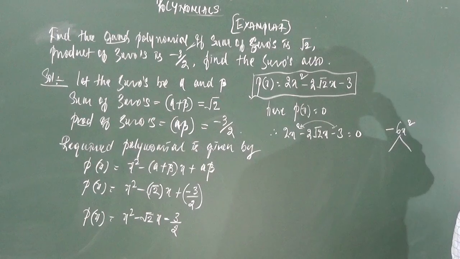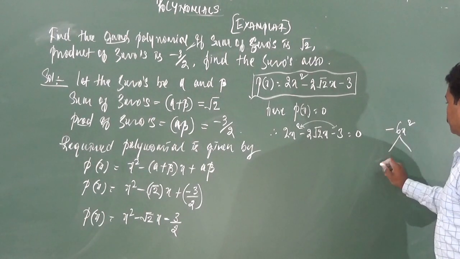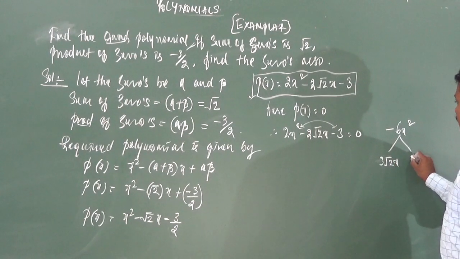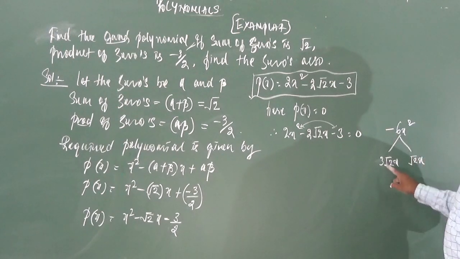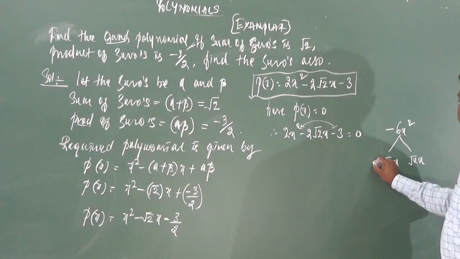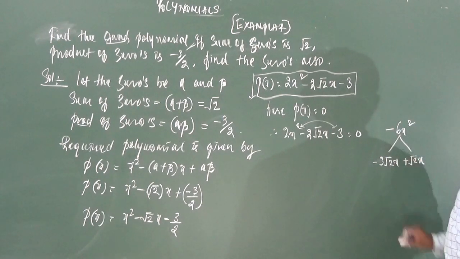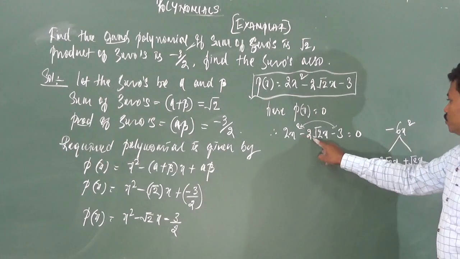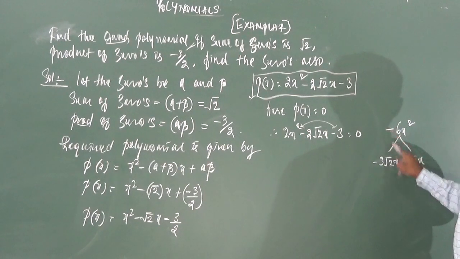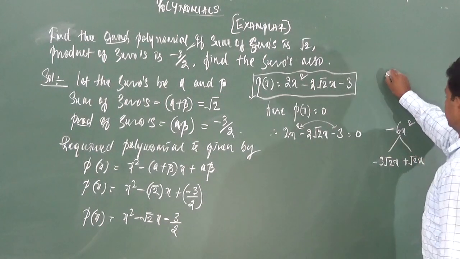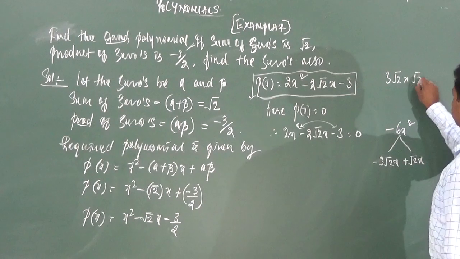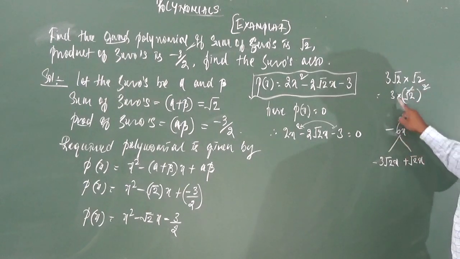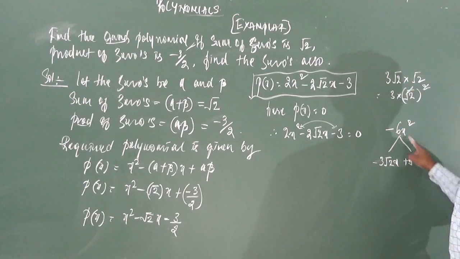So we can take it as 3 root 2x and root 2x. This can be given minus and this can be given plus. Here minus 3 root 2 plus root 2 is minus 2 root 2. Minus into plus is minus, 3 root 2 into root 2. That becomes 3 into root 2 whole square, square and root cancel, 3 twos become 6, and x into x is x square.